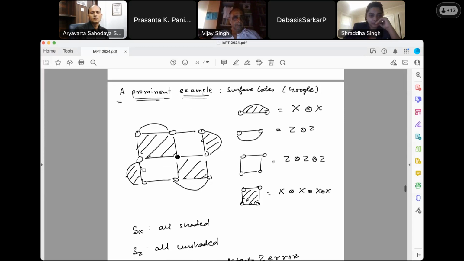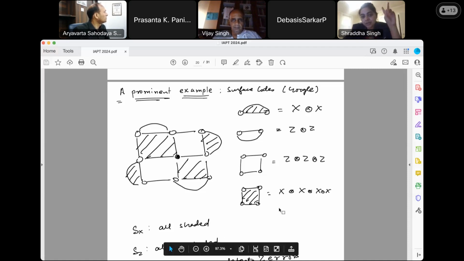So these circles that you see here are basically your qubits, and the shaded portions represent X tensor X tensor X tensor X. That is, I want to measure X tensor X tensor X tensor X on these 4 qubits in the square. So now I have a 4-body stabilizer. Earlier I was talking about 2-body stabilizers, Z tensor Z, that is Z on the first qubit and Z on the second qubit. Now I want to measure 4-body stabilizers.